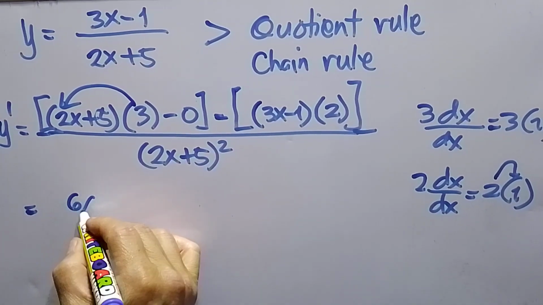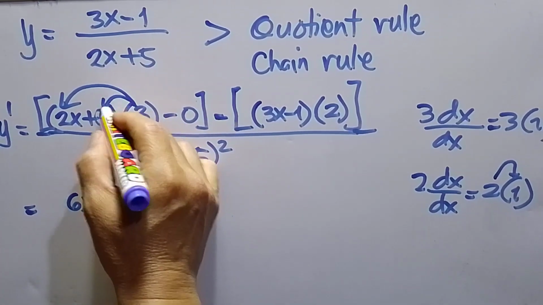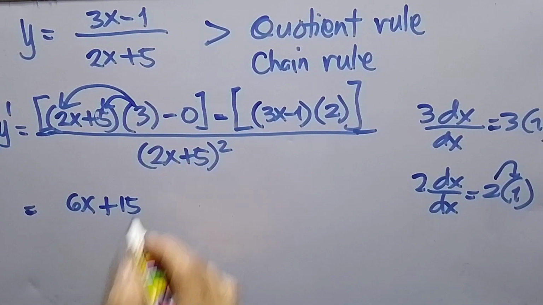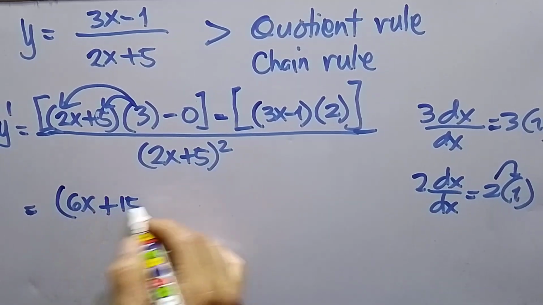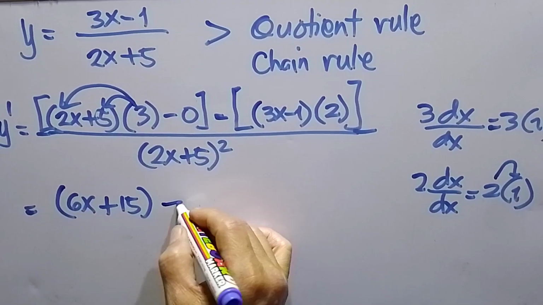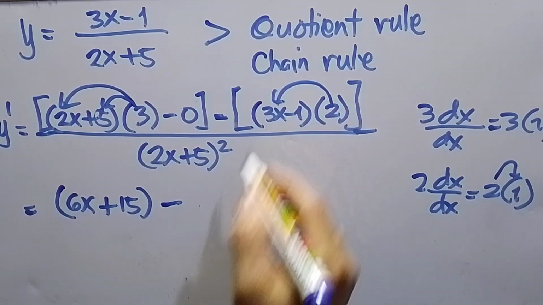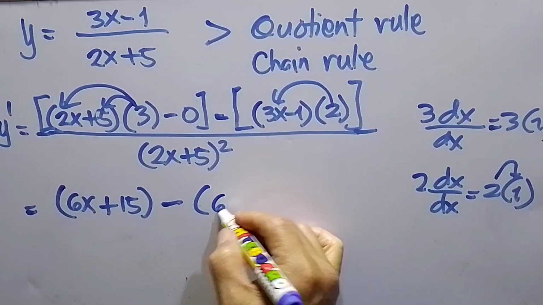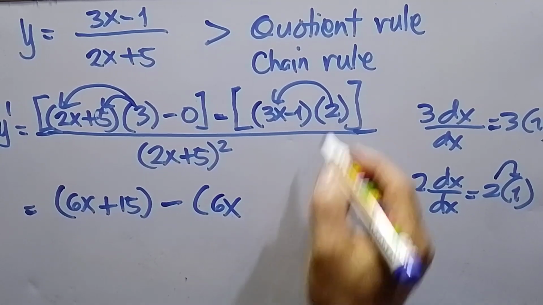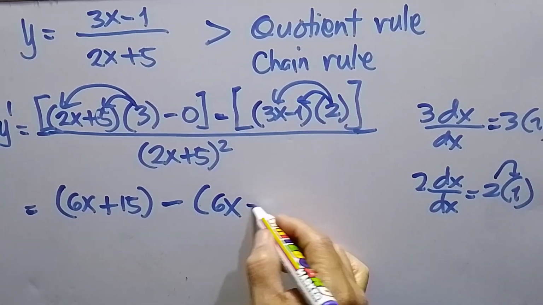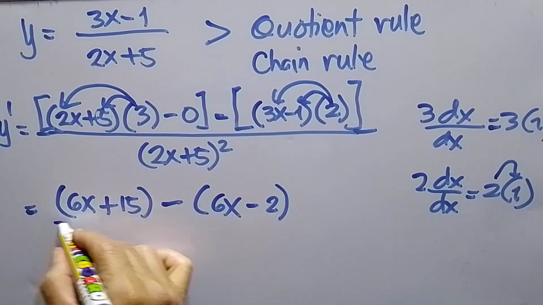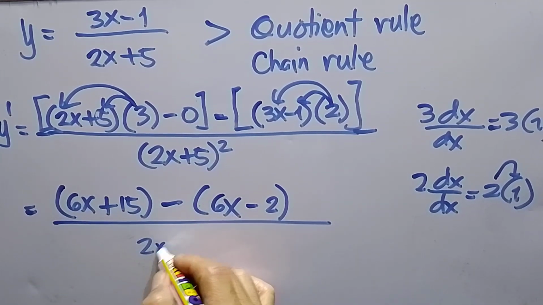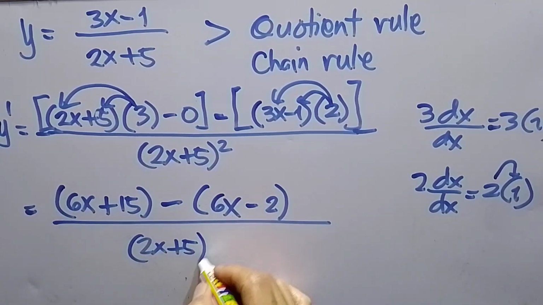This will be 6x. Then plus 15. Then close round brackets. Minus. This will be multiplied. Another round brackets. So this will be 6x. And then minus 2. Then all over 2x plus 5 squared.